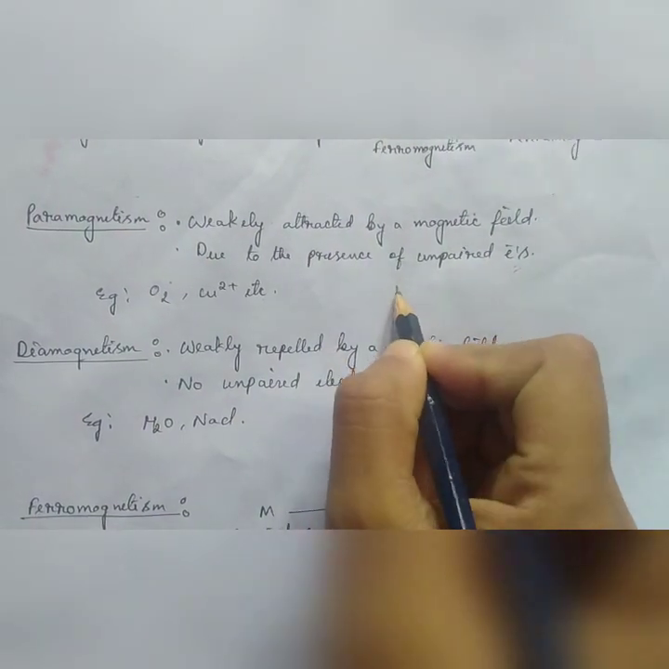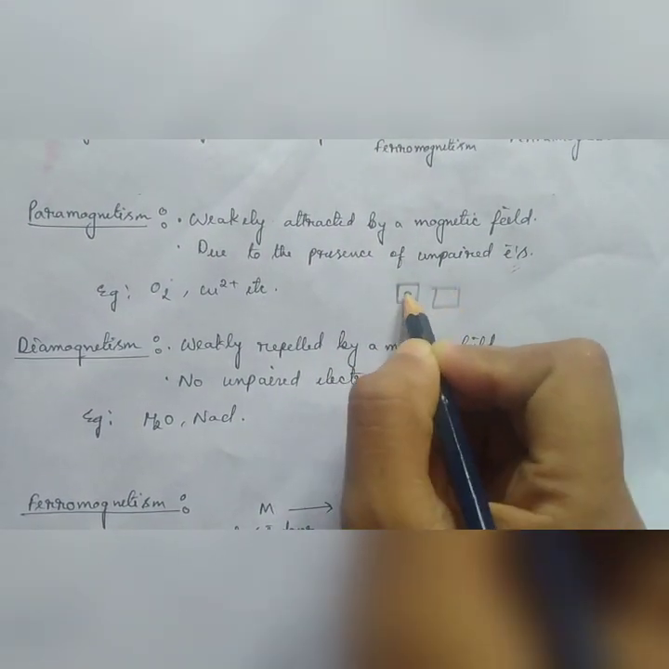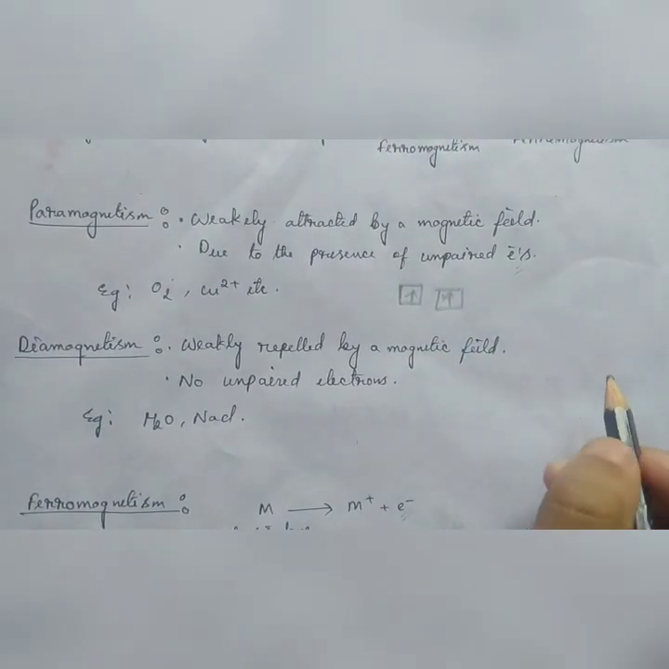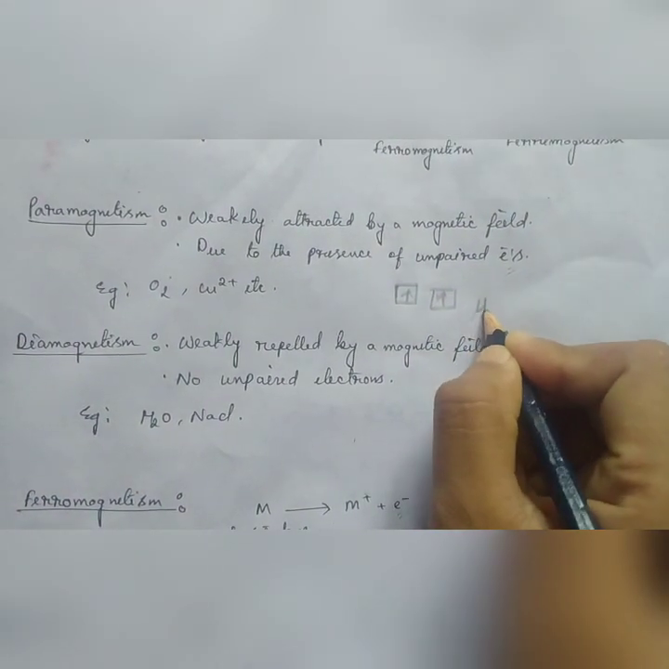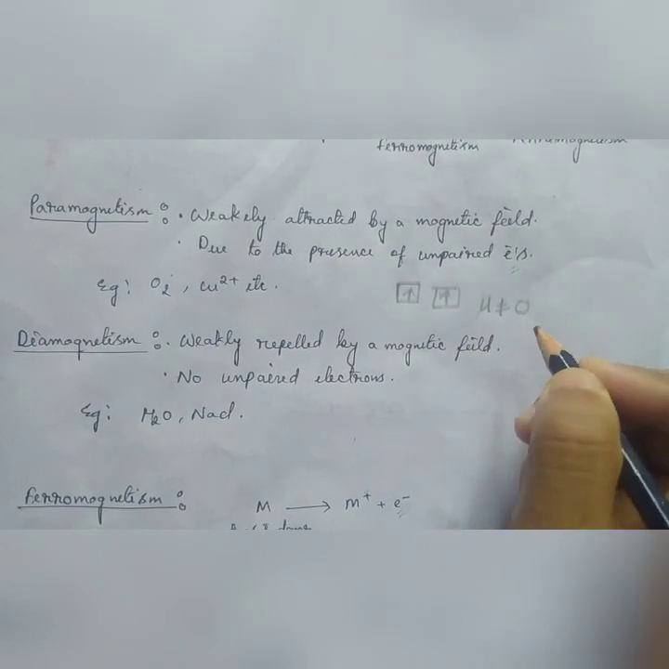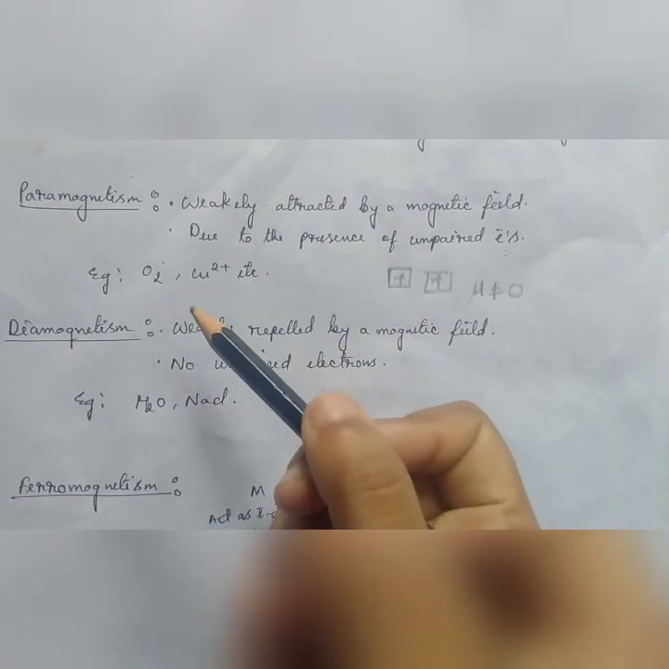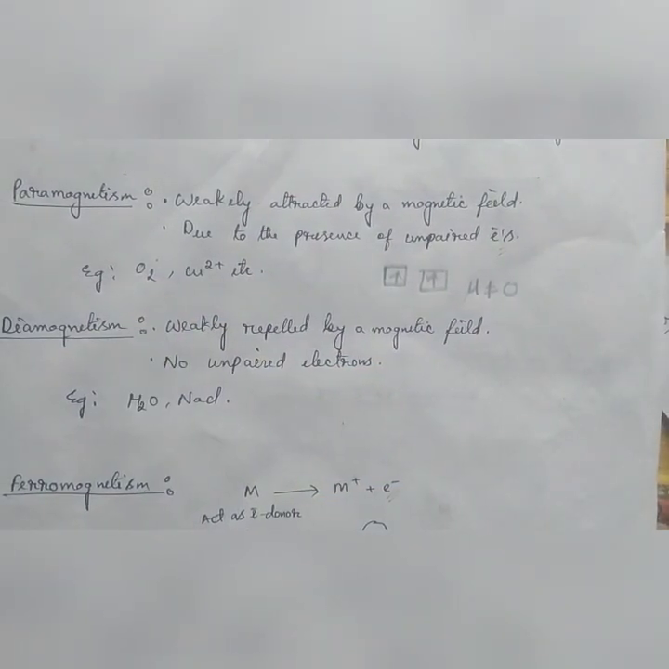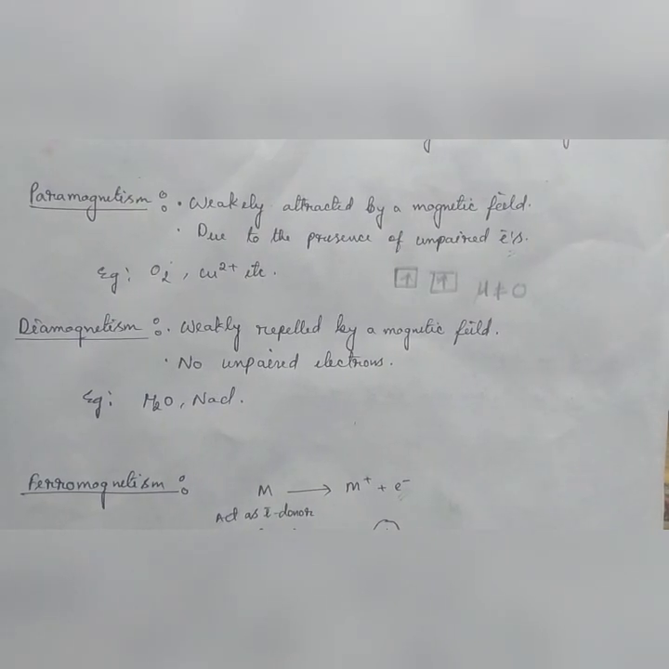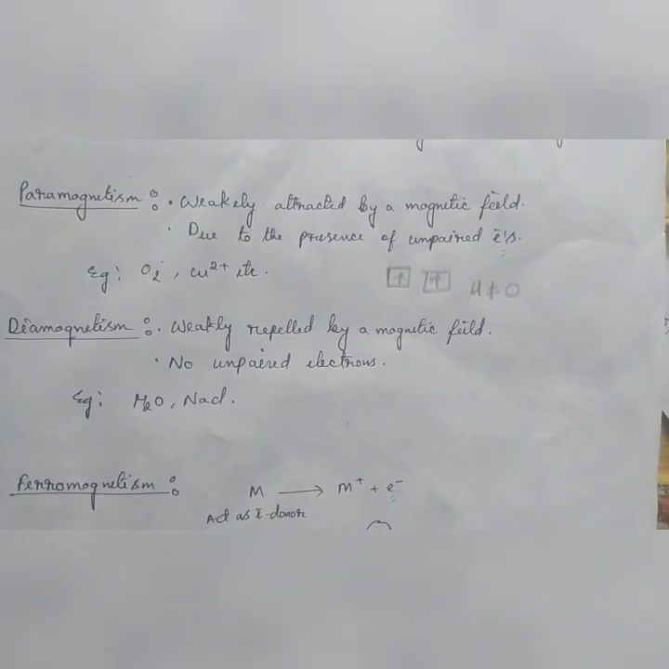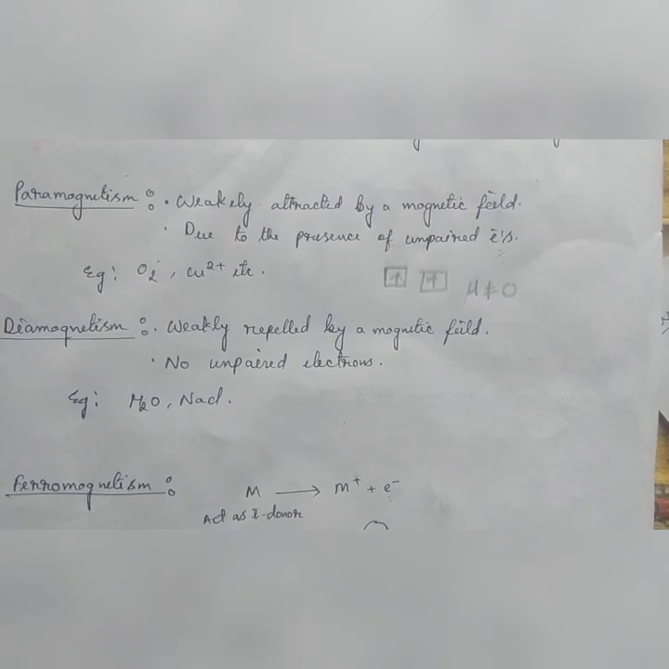Okay, and now suppose unpaired electron means what? In orbitals they will be present like this. These are what? Unpaired electrons. So here the magnetic moment will not be equal to 0 because the direction is the same. Okay, example O2, Cu2+, etc. We already studied in 11th that the O2 molecule has what? Unpaired electrons. Likewise Cu2+ also has unpaired electrons. So they are known as what? Paramagnetic. Now next one is what?